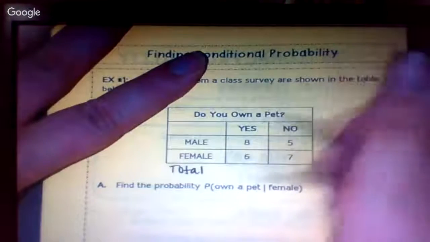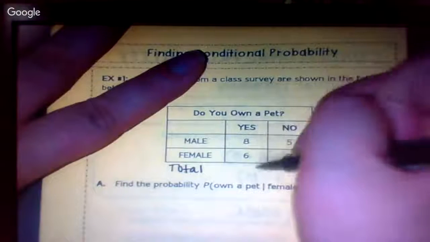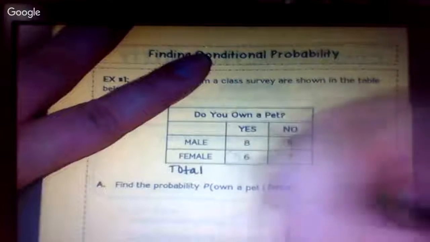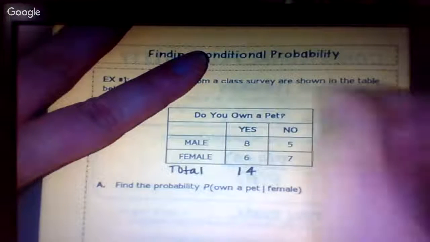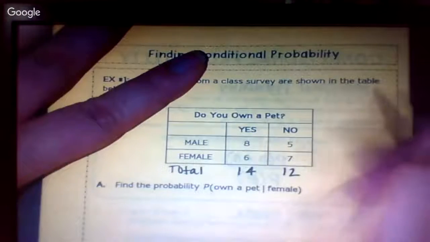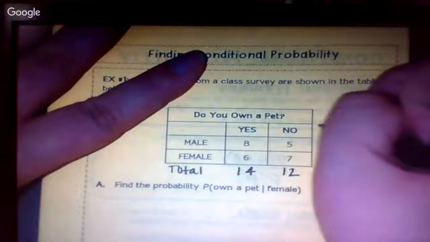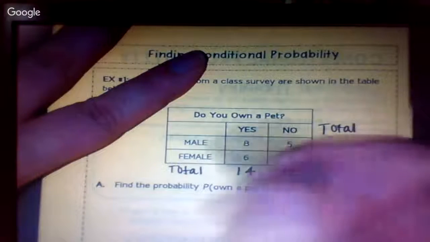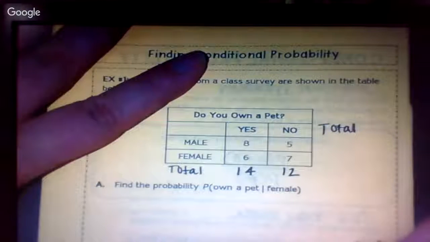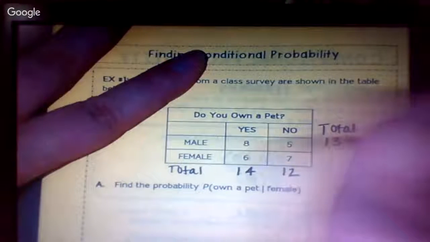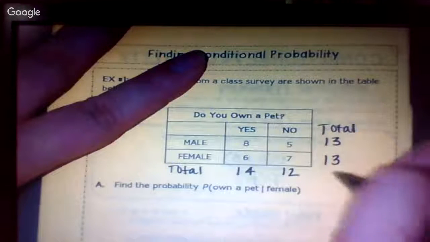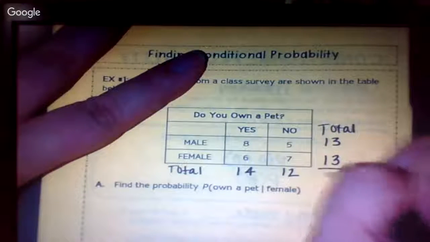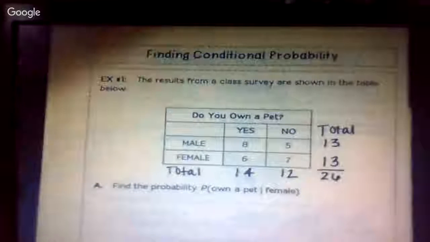If I do the total of each column, this is how many people own a pet? 14. How many people do not? 12. I then need to get the totals of the rows. So how many females do I have in class? 13. And how many males? 13. What's my grand total here then? 26 people. Okay, I got 26 total.